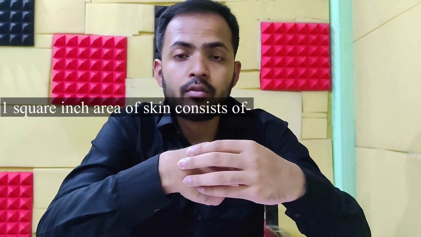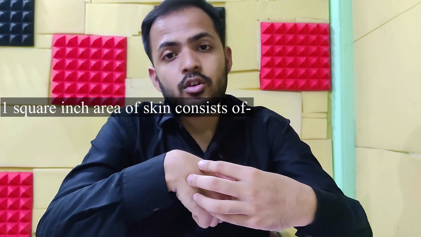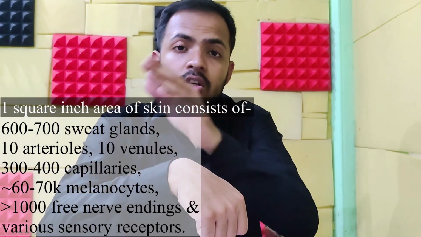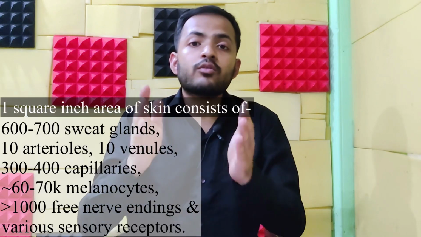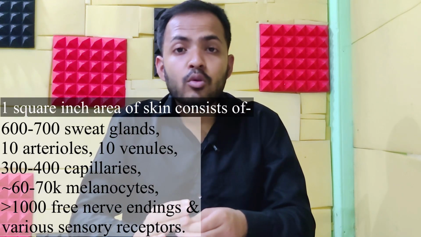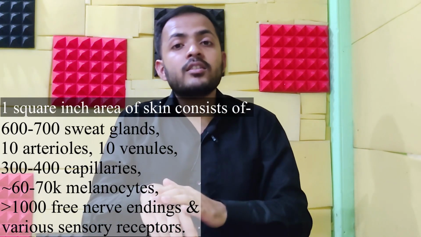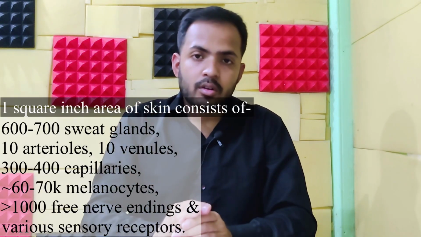Okay, now try to understand one thing. If I take 1 square inch area of my skin from any part of my body, suppose the back of my hand, these consist of almost 600 to 700 sweat glands, 10 arterioles, 10 venules, and almost 300 to 400 capillaries, along with almost 60 to 70,000 melanocytes and more than thousands of nerve endings along with the specific sensory receptors. These sensory receptors I already told you in my earlier videos, you can check those.